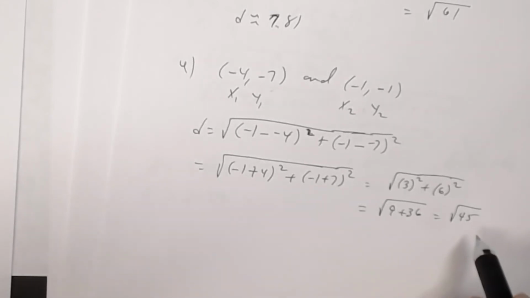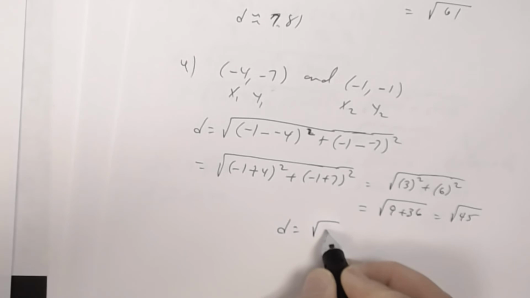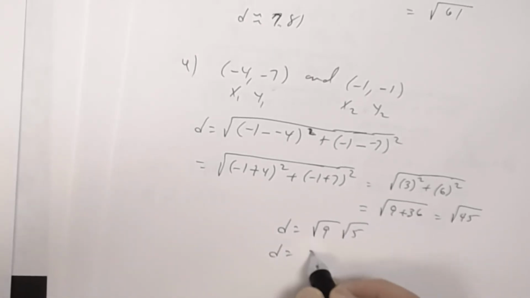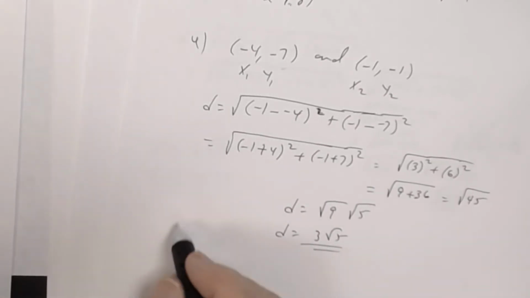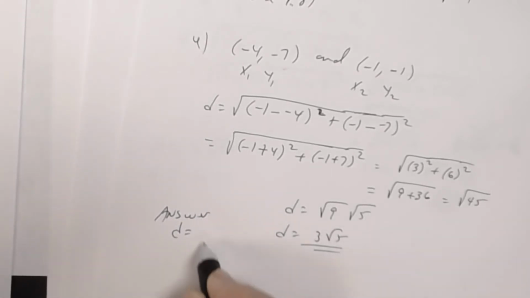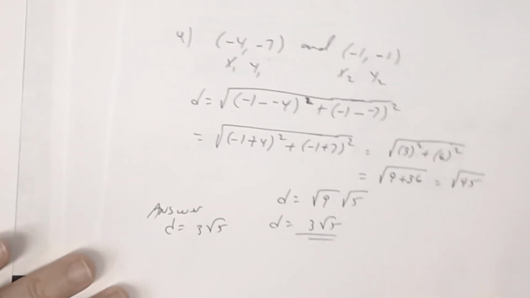All right, now you got to ask yourself, though, can I simplify the square root of 45? Yes, because what perfect square goes into 45? 9. So that's square root of 9 times square root of 5, right? So the distance will be 3 square root of 5. So there's your distance simplified. So that's what you would put. So in your answer, you would say distance equals 3 square root of 5. All right, so you remember you got to simplify your radical.